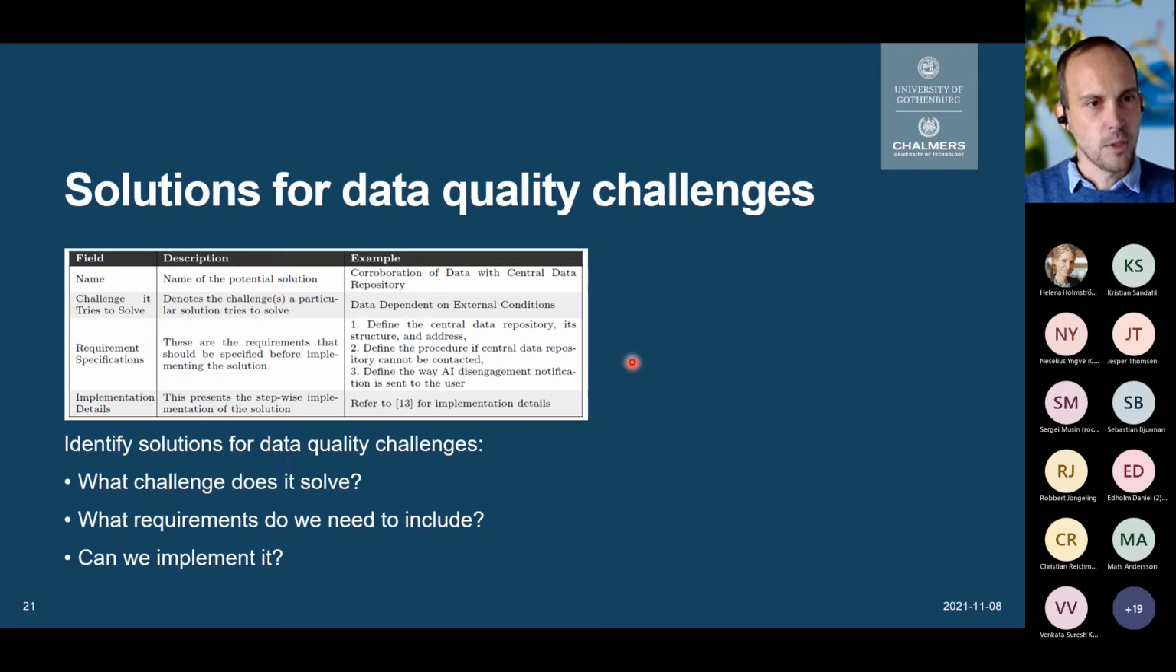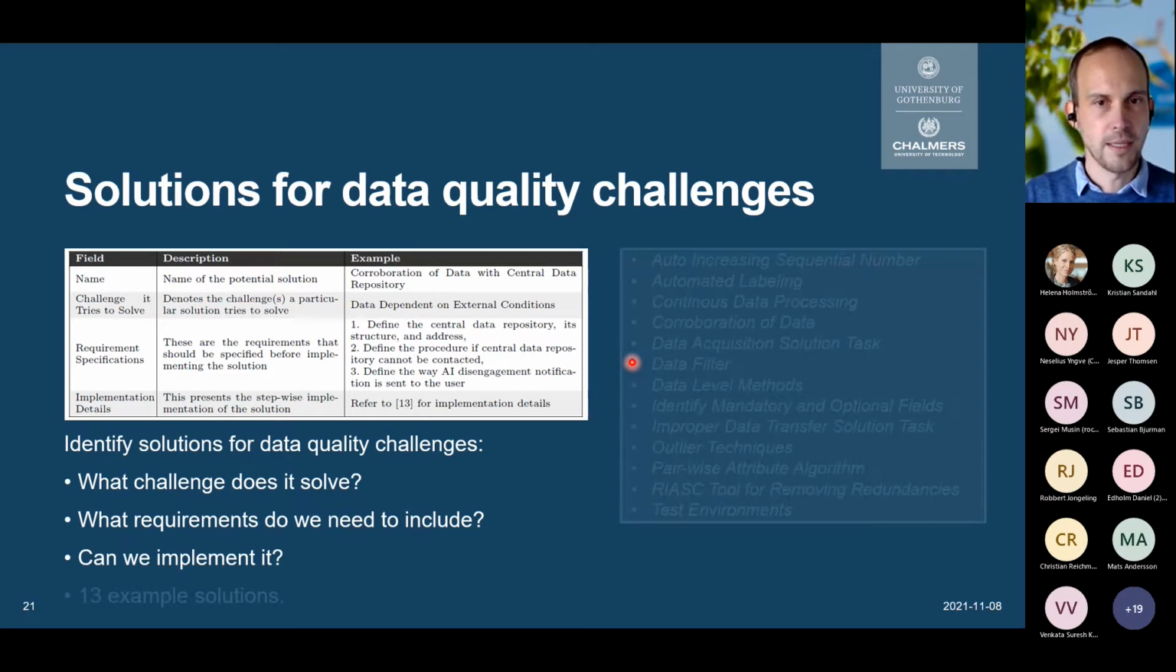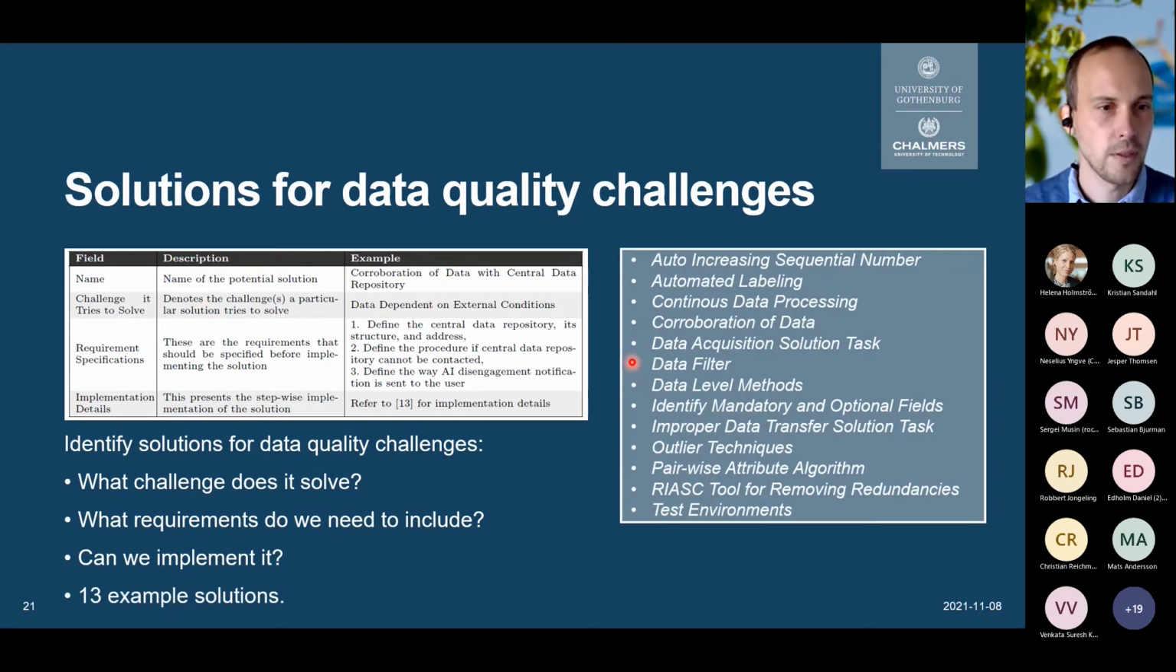So the questions then are: what challenge does it solve? What requirements do we need to include? And can we implement it? As an example, we have 13 solutions that we propose in this study.